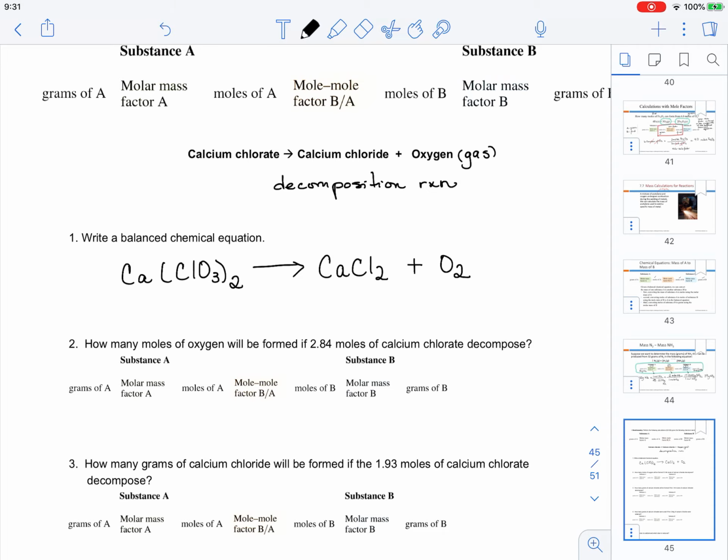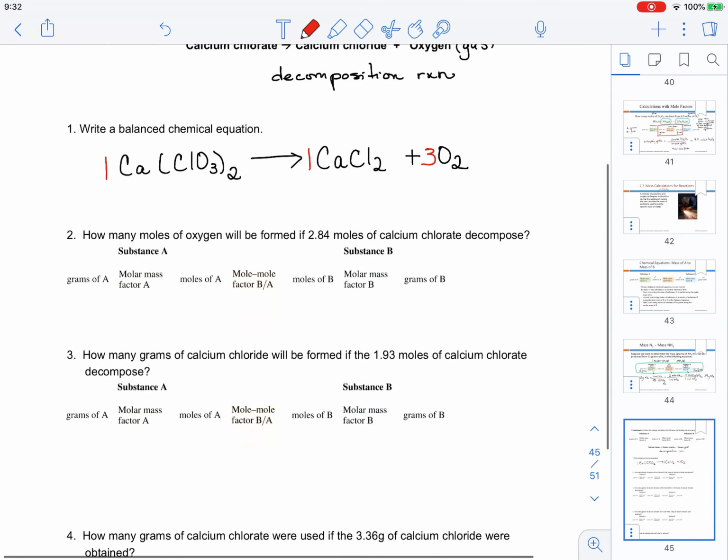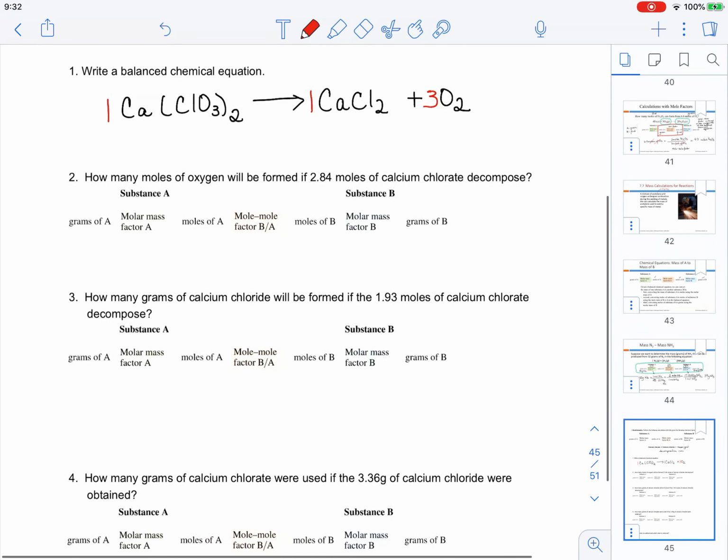So to balance this chemical equation, we need to place a 1 on the calcium chlorate, a 1 on the calcium chloride, and a 3 on the molecular oxygen. Now understand that the number ones don't need to be placed. I just decided to place them so you guys will be able to see it. Now, let's go through the different questions that we have here on this part of the worksheet.